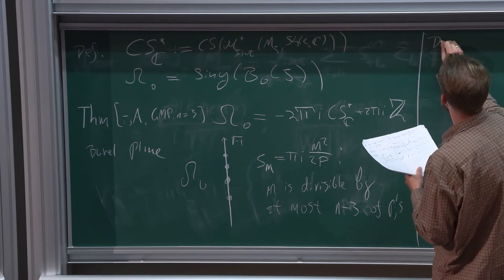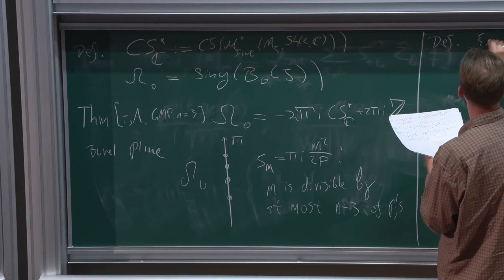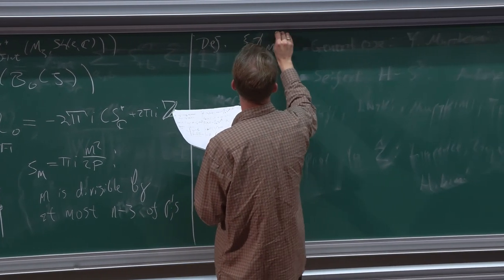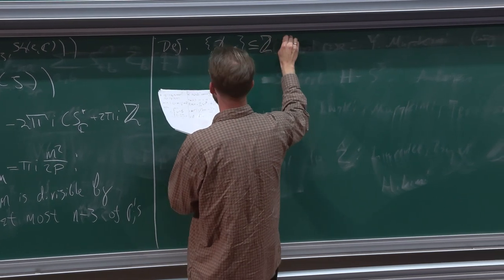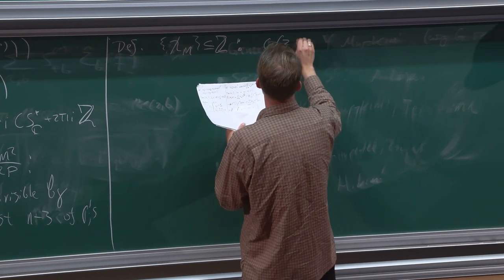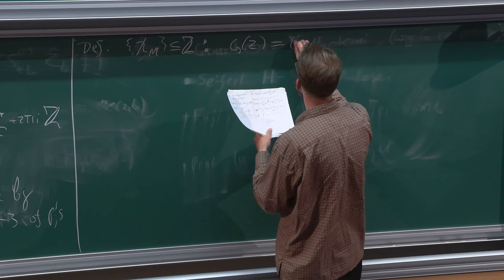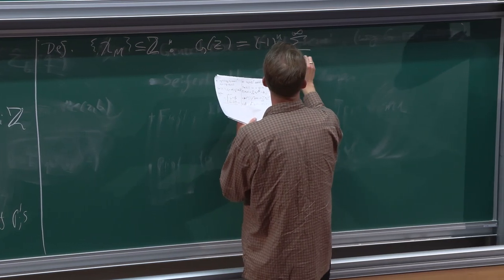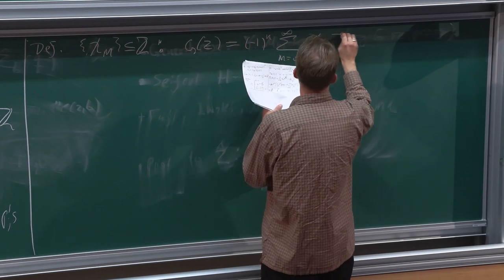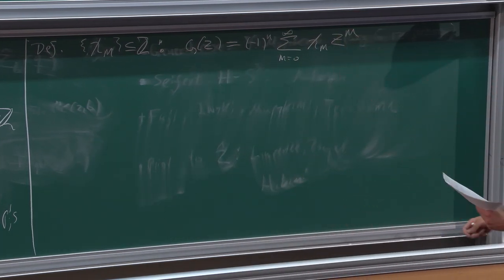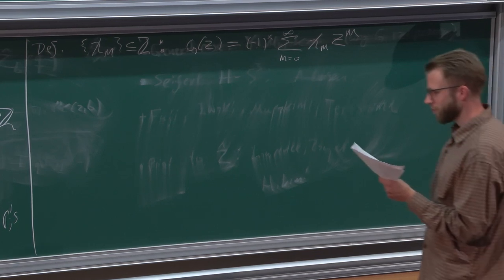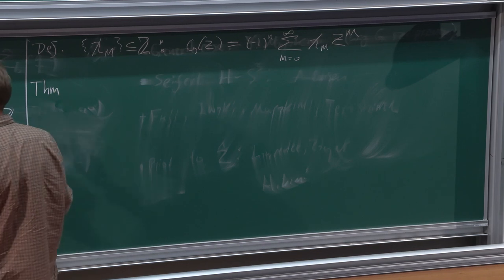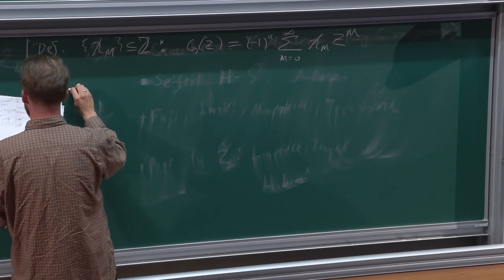Okay, some more notation. Let's introduce chi_m, a set of integers defined by taking the expansion of G. Given the definition of G above, one can explicitly compute the chi_m's. Okay, and with this notation, we can now state this resurgence formula, or a refinement of it.